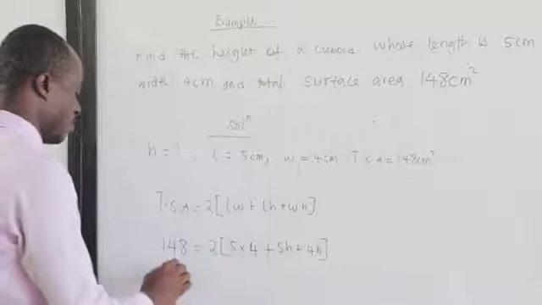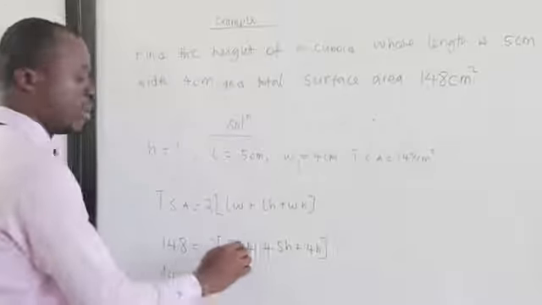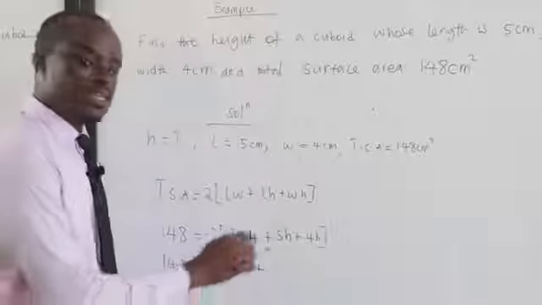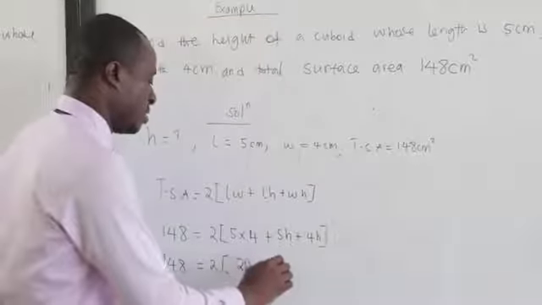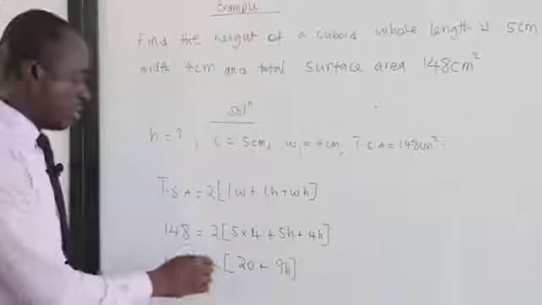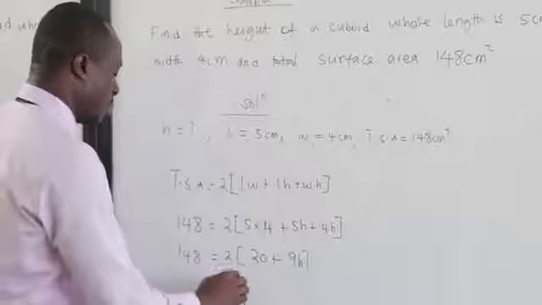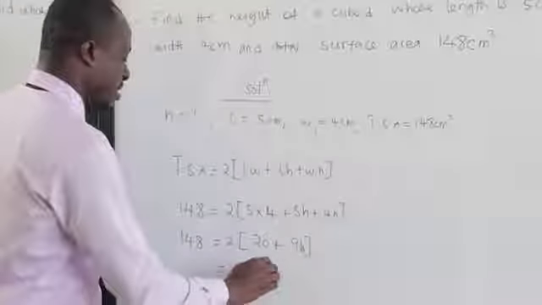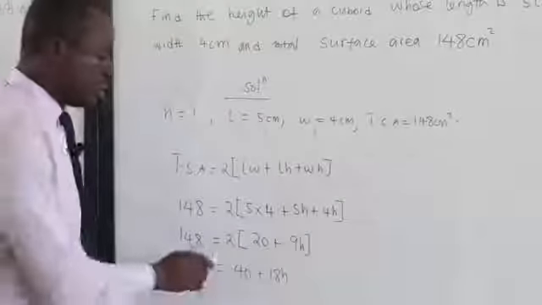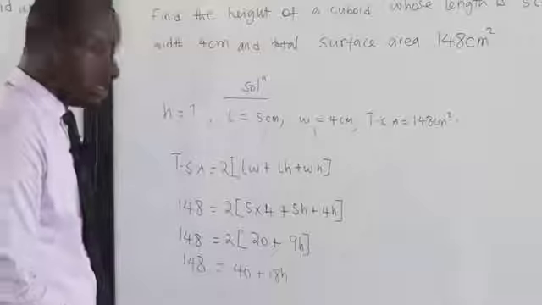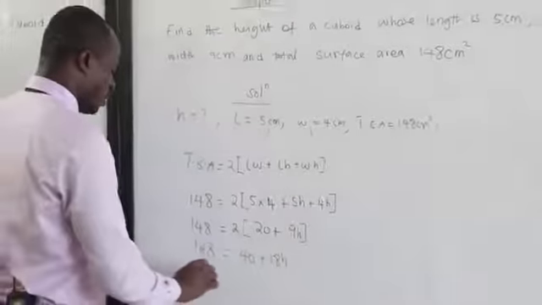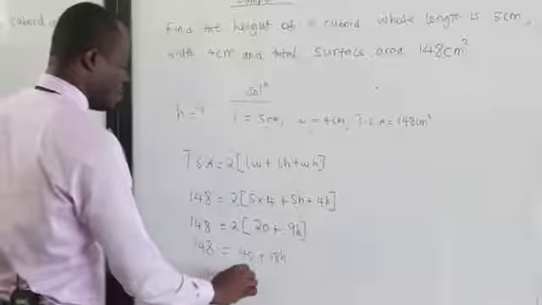Now, BODMAS, bracket first. What is 5 times 4? That is 20. Now, what is 5H plus 4H? This is 9H. We want to find H. We can expand by multiplying through with the 2. So we have 40 plus 18H, 148. 2 times 20, that is 40. 2 times 9H, that is 18H. I want to find H, so I have to group like terms. I have 148 minus 40 equal to 18H.